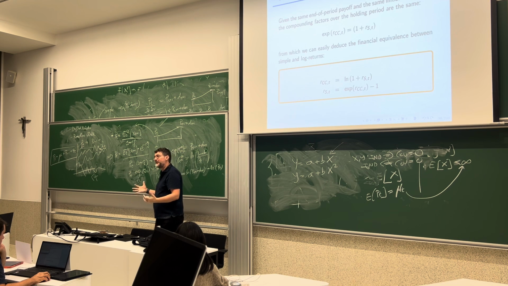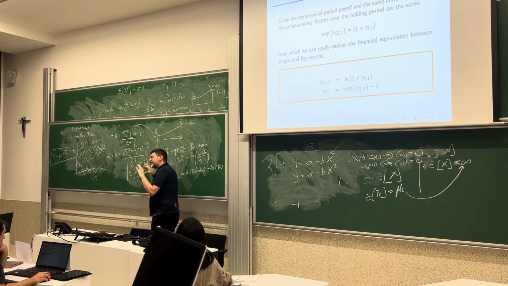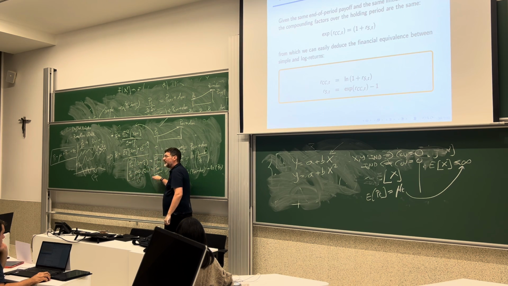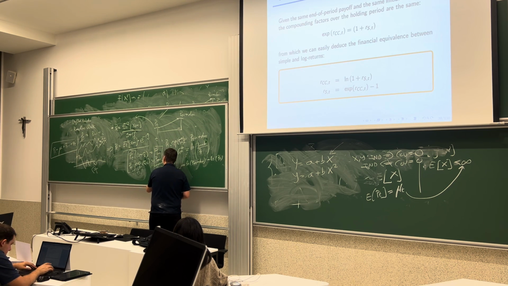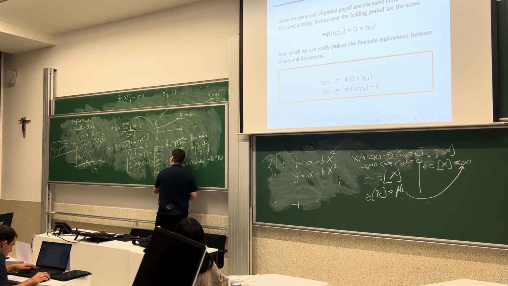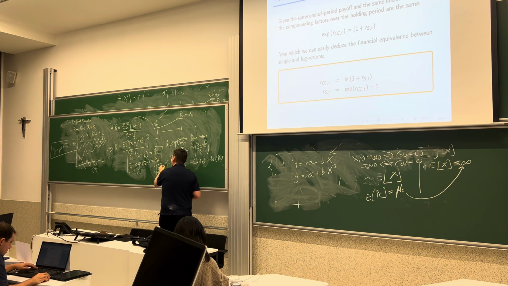So what is the relationship between these two things? Financial equivalence is you invest the same thing in the same risk conditions and you get the same payoff. Then these two operations are equivalent. You give me the same values here and the same values here, and these operations are equivalent. So this guy here needs to be equal to that guy here. 1 plus the simple return needs to equal the exponential of the continually compounded or log return. This is the financial equivalence.